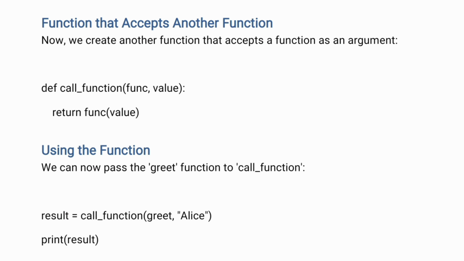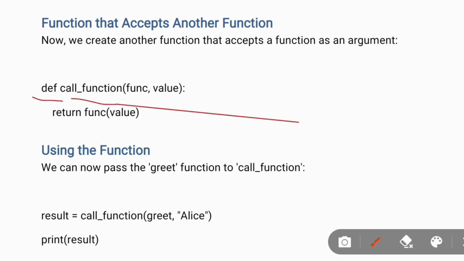So let's move further. We will see a function that accepts another function. Now we create another function that accepts a function as an argument. So the syntax will be def call_function, and here we have passed parameters function, value, and here the main important thing, that is the colon. So this function will return function(value).